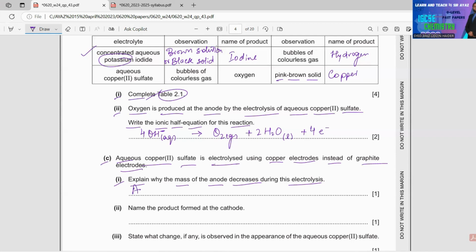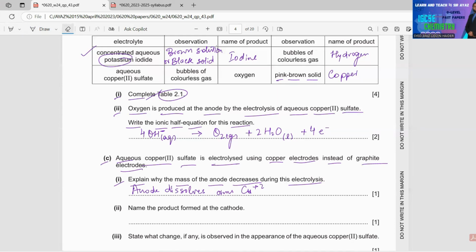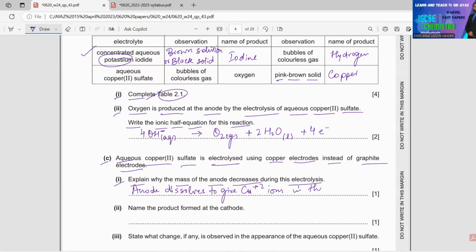So you write: anode dissolves to give Cu2 plus ions in the solution.